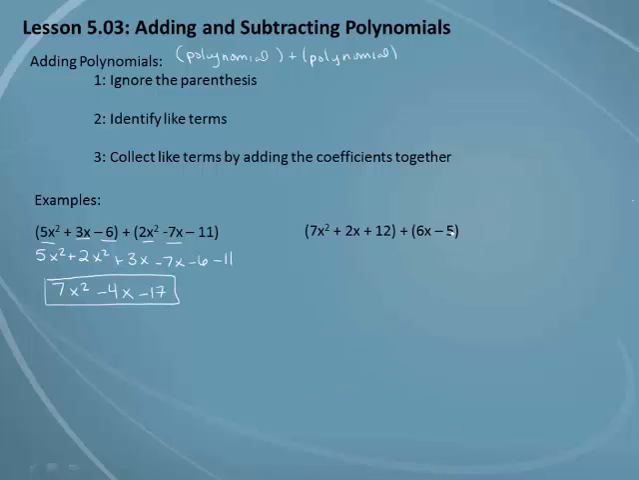Here I have a trinomial plus a binomial. 7x squared has no like terms. 2x and 6x are alike. And then 12 and negative 5 are alike. 7x squared stays the same because I don't add it to anything. 2 plus 6 is 8x. 12 minus 5 is 7.